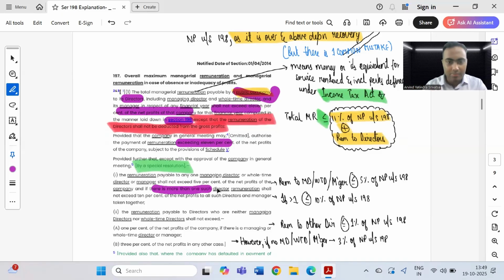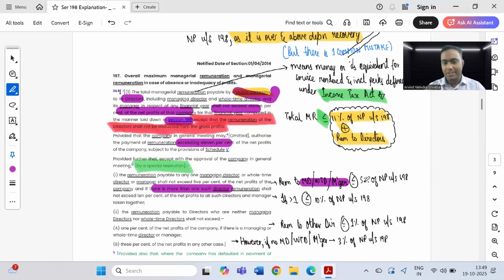And if there is more than one such director, remuneration shall not exceed 10% of the net profits to all such directors and managers taken together. So let us say my company has only one MD or one WTD or one manager. Out of these three, there's only one in my company. So the maximum I can pay to that one person is 5% of net profit under section 198.